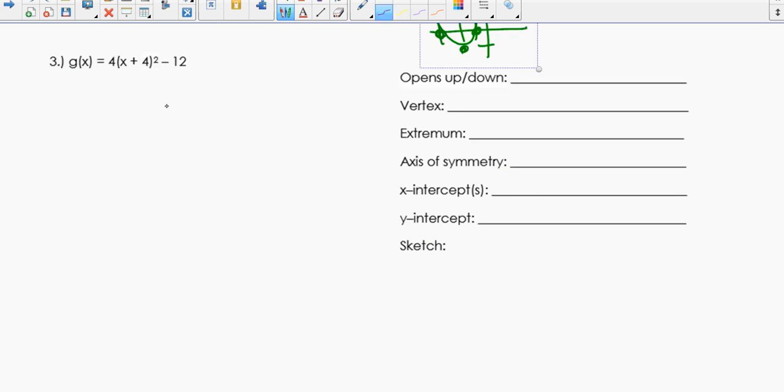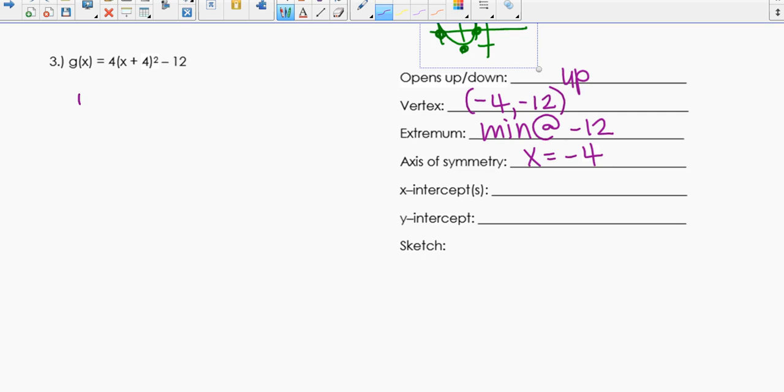Remember, vertex form, the easiest thing to find is the vertex. Your a value is a positive 4, so this is going to open up. My vertex is at -4, -12. Remember, coming out of the parentheses, you change your sign. This tells me that I have a minimum at -12. My axis of symmetry is at x equals -4. Your intercepts here is where you're going to do the work.